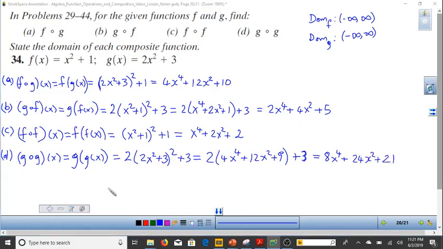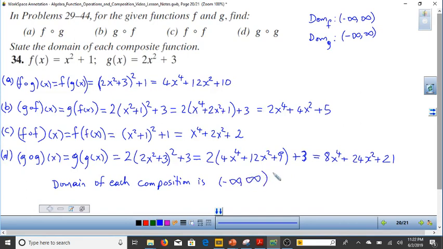And then the domain of each composition is all real numbers simply because the original domains were all real numbers, so there is no domain restriction in the composition.